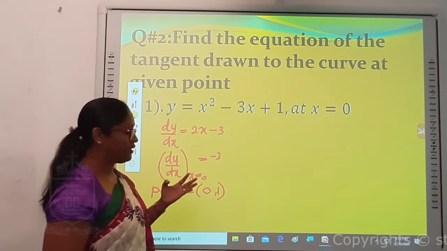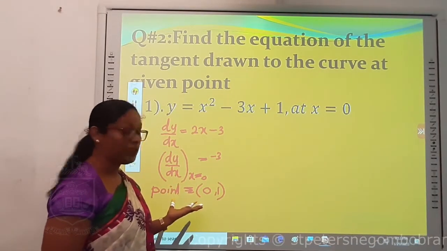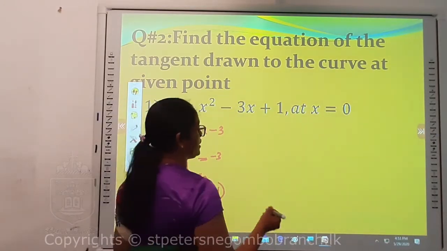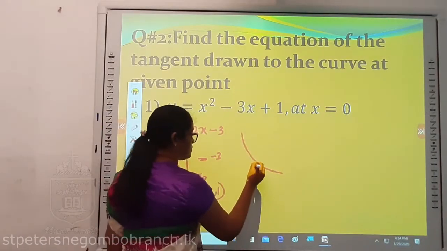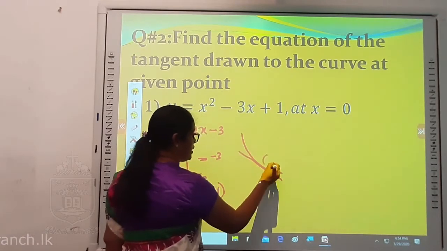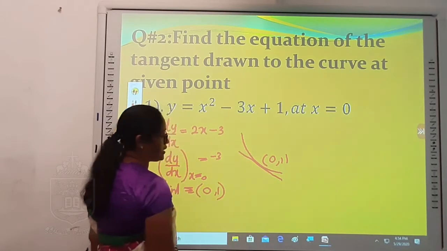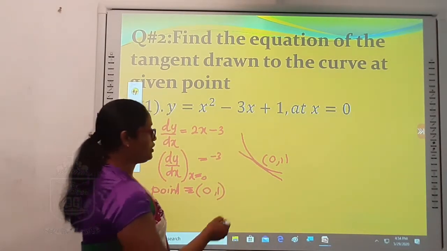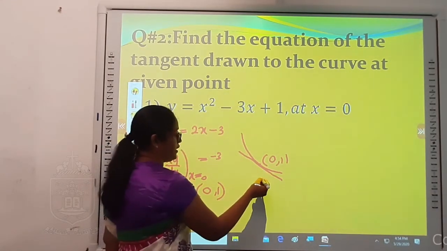Now we have the gradient and also the coordinates of a point on the straight line. Just try to explain. I take this point, the respective point. The coordinates of the point are (0, 1), and the gradient is minus 3. The slope should be towards this direction, right? Now we know a point on the line and also the gradient, right?